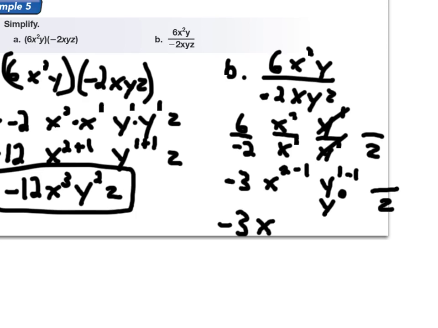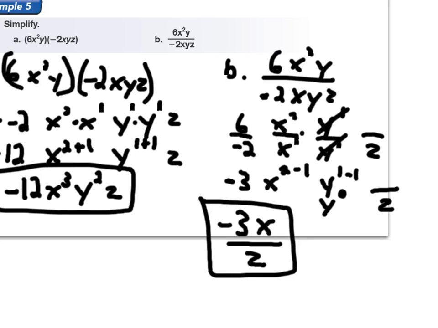These x's kind of just cancel each other out. We had one x on top and two x's on bottom, so we ended up with just one x on the top after they canceled out. Then we said at the beginning the z needs to stay on the bottom because there was no z on the top to cancel out with. So it's negative 3x over z.